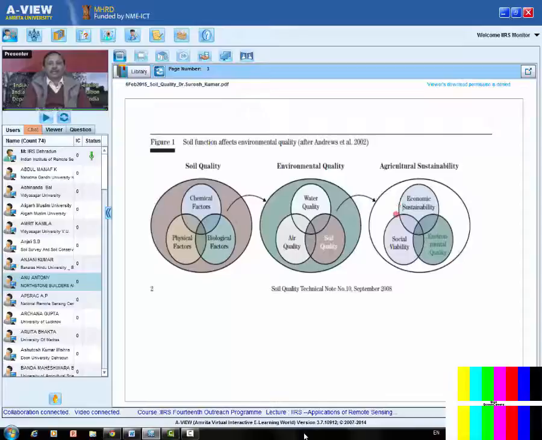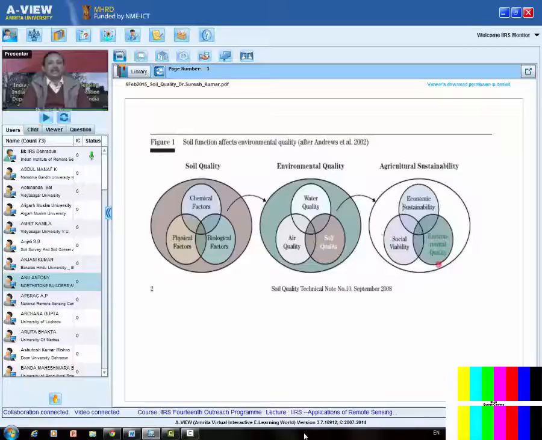And then comes the social variability. Because of that, it also affects our societal variation, because if your land is getting deteriorated, in that area some farmers' lands are good, but some are getting poor yield, and that results in social variations in the area.